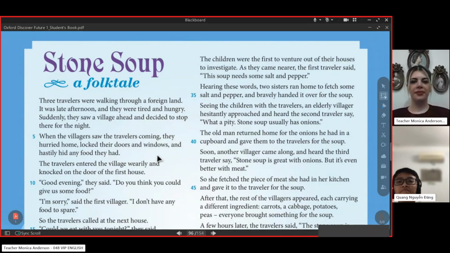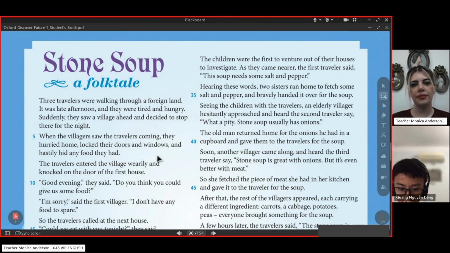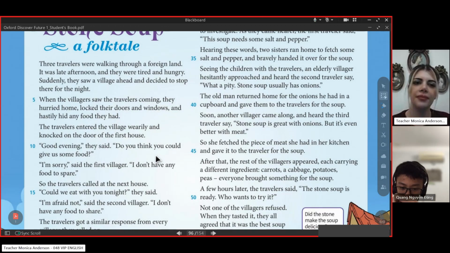3 travelers were walking through a foreign land. It was late afternoon, and they were tired and hungry. Suddenly, they saw a village ahead and decided to stop there for the night. When the villagers saw the travelers coming, they hurried home, locked their doors and windows, and hastily hid any food they had. The travelers entered the village wearily and knocked on the door of the first house.